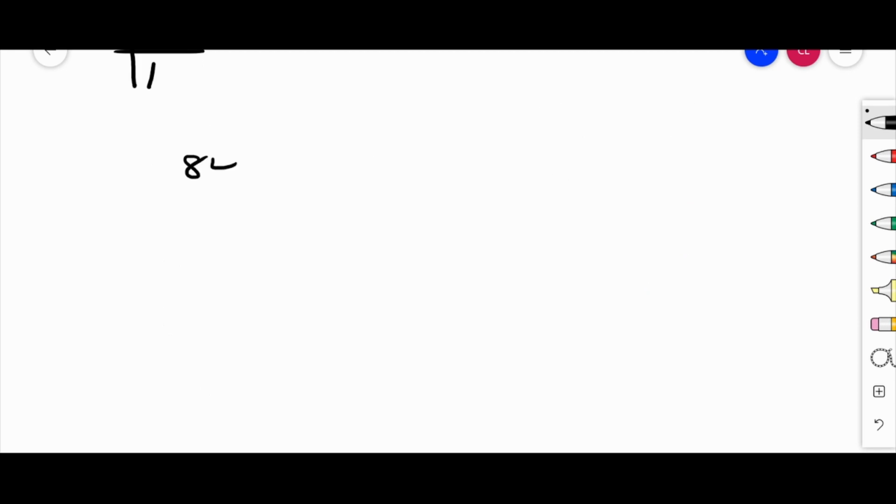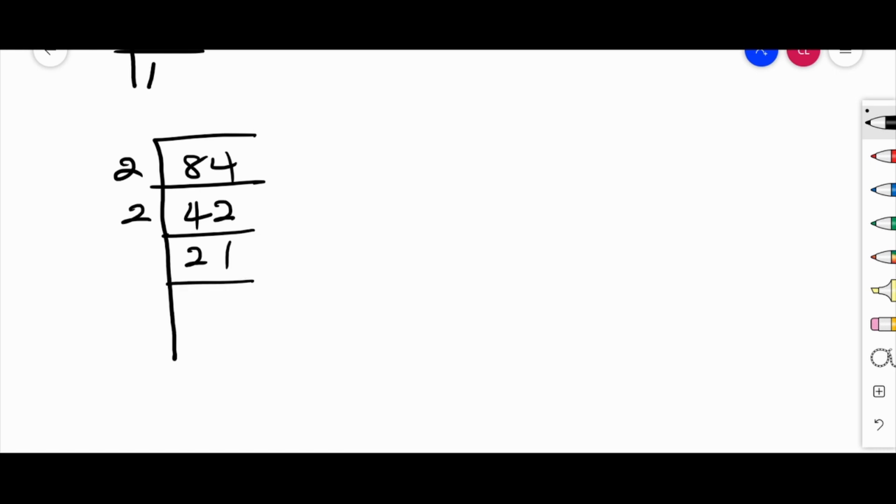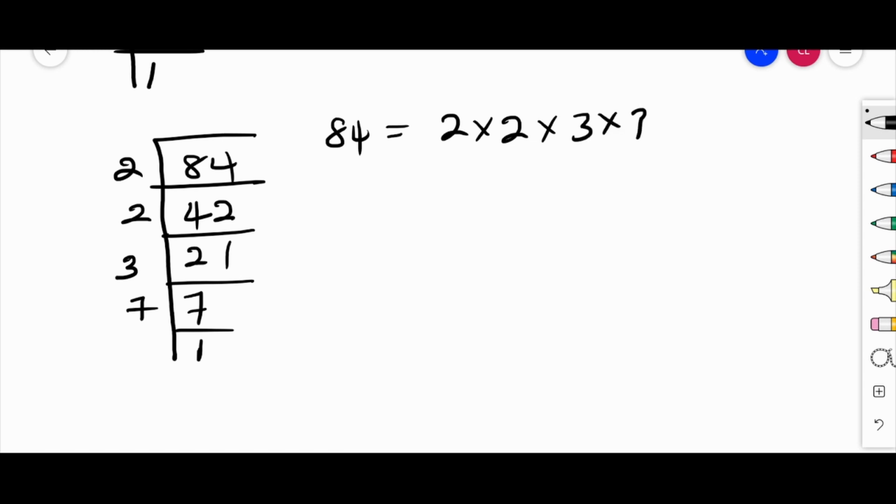So let's factorize 84. We're going to go with 2. 2 could go into 84 42 times. 2 into 42, 21 times. And then we have 3 into 21 going 7 times, and 7 into 7 going 1. So 84 would be 2 times 2 times 3 times 7, and this would be written as 2 squared times 3 to the first power times 7 to the first power.